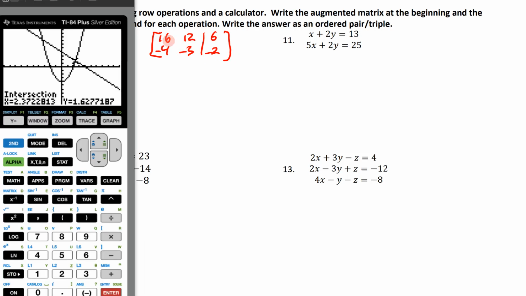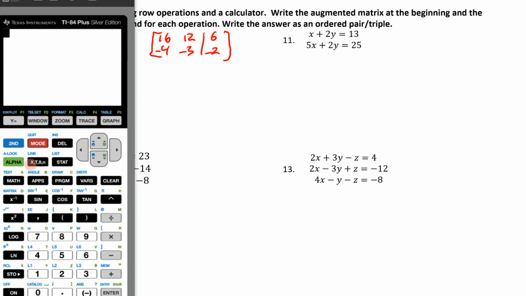All right, so we're going to take a look at this. I'm going to hit second quit. I'm going to go to the matrix menu. I'm going to edit this, and I'm going to put 2 rows and 3 columns. So a 2 by 3, and we'll come down here. We'll do a 16. We'll do a 12. We'll do a 6, and I'm very slow at this on the calculator because I've got to use a stylus and just hit every button one at a time.